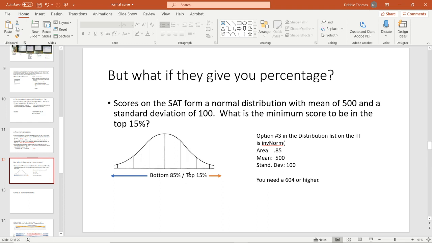If you remember, your calculator didn't give you percentage, it gave you decimals. So when you're going to your calculator, you need to give it the decimal. 85% would be the same thing as 0.85. Mean, standard deviation come from the problem. Hit paste or enter. Again, rounding to a number that makes some sense, 604 or higher is what you would need in order to be in the top 15% on this SAT.